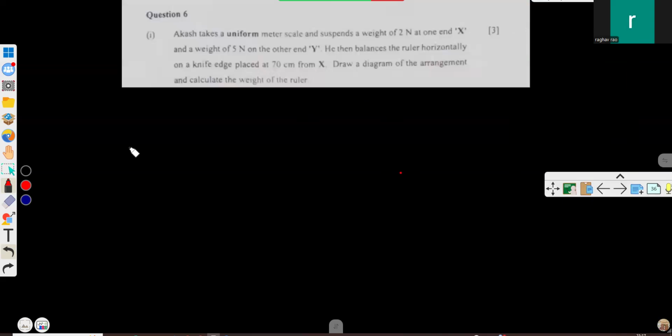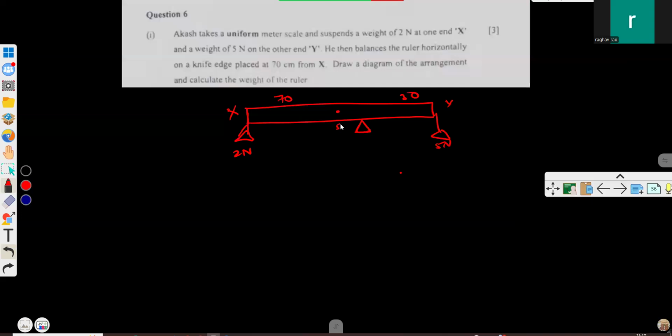Akash takes a uniform meter scale and suspends a weight of 2 Newton on this side and 5 Newton on this side, and he has placed the pivot somewhere at the 70 centimeter mark from X. Let us suppose this is X, this is Y. So this is 70, this is 30. At the 50 centimeter mark, we have the weight of this scale.